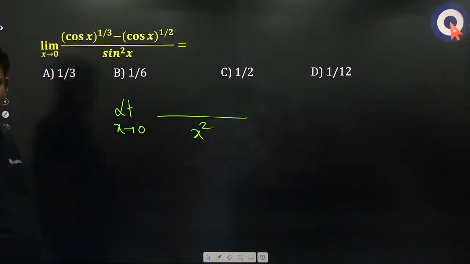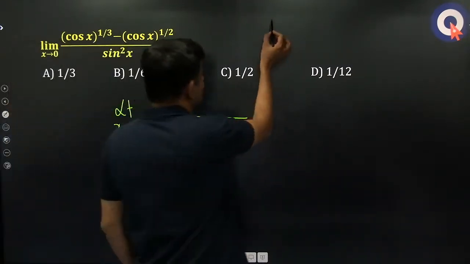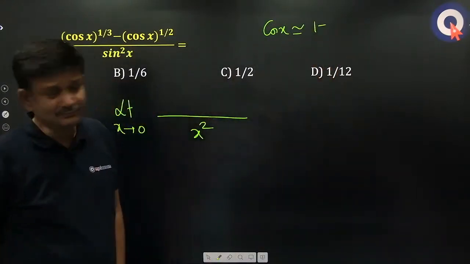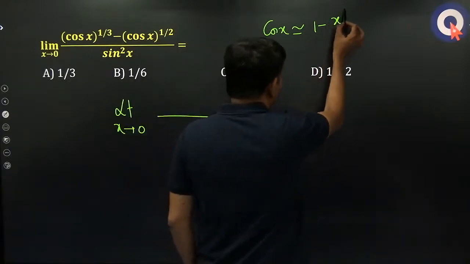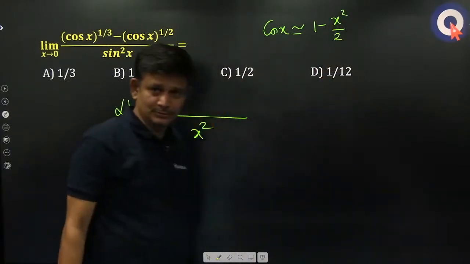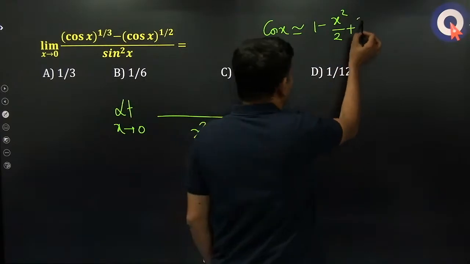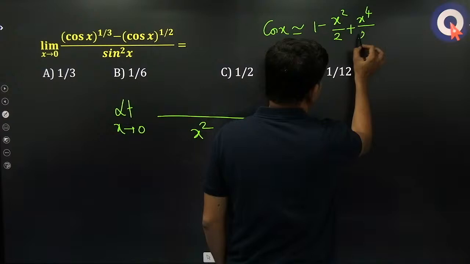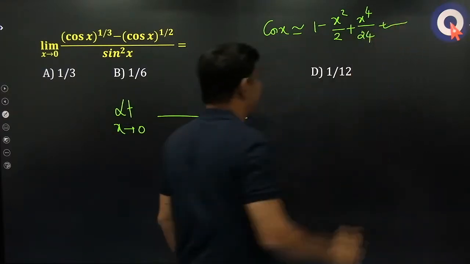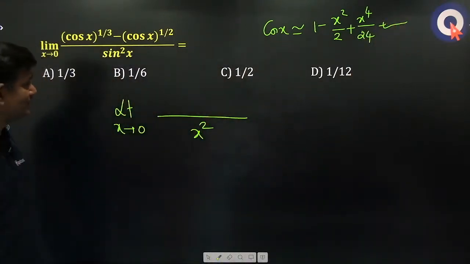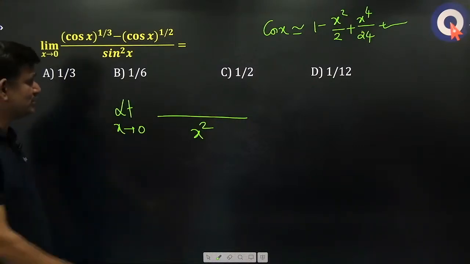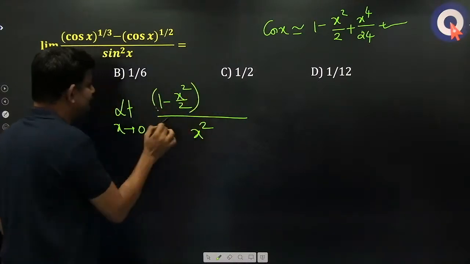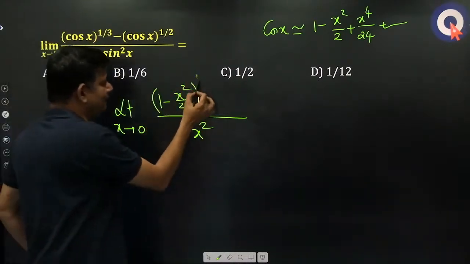Then cos x. What is the expansion of cos x? Cos x is approximately 1 minus x square by 2 factorial, which is 2, plus x power 4 by 4 factorial, which is 24, plus so on. This is the expansion of cos x. So you want me to use expansion? Happily I can. 1 minus x square by 2 power 1 by 3.